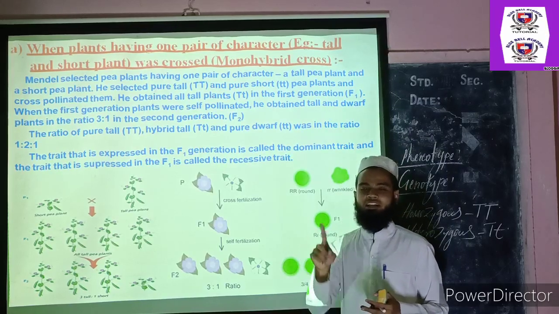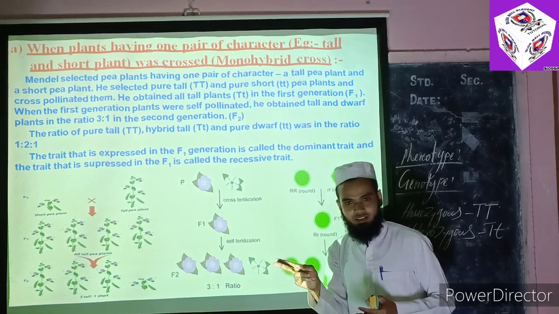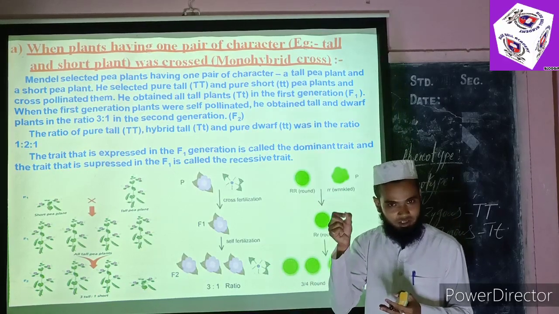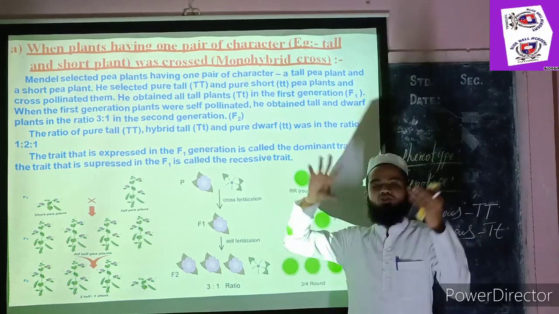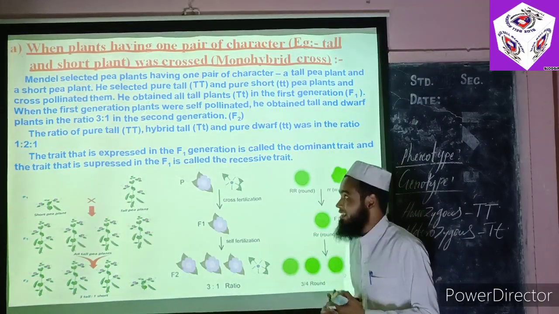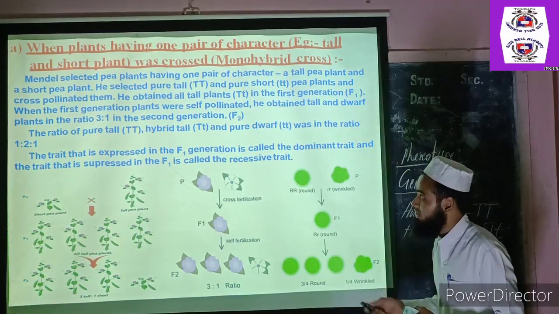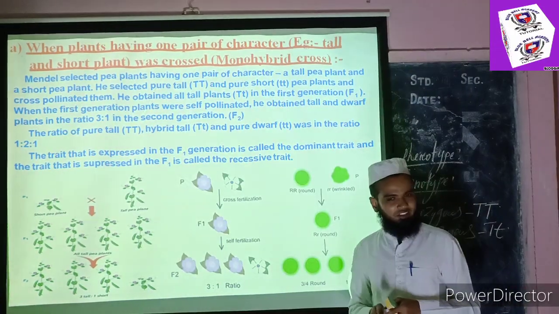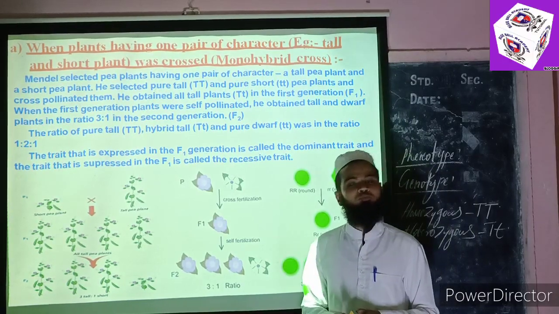So Mendel is going to select one character and use it for cross-pollination. He will conduct the cross-pollination experiment and show the new result, and that experiment is considered as a monohybrid cross. This can be asked in your exam: define monohybrid cross and represent it with the help of the Punnett square.